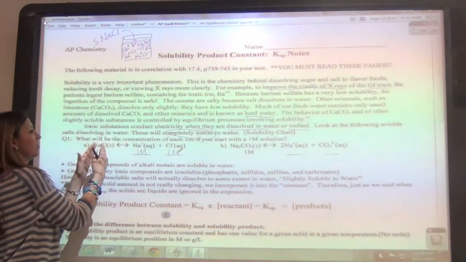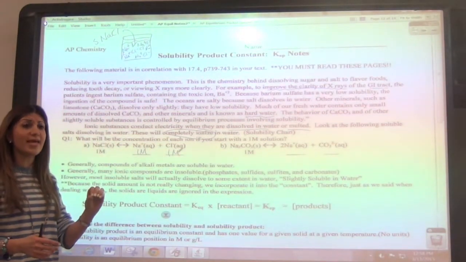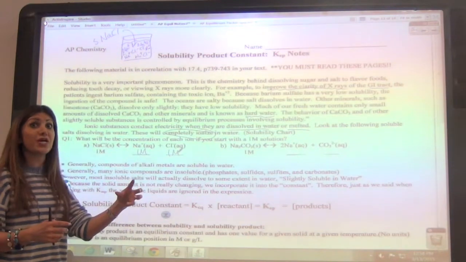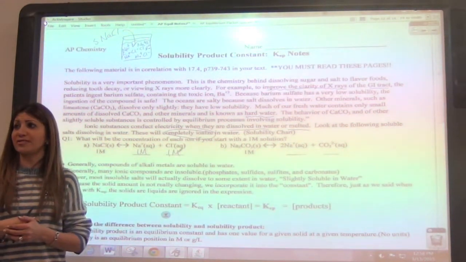Yeah, because they think that, well, half of it's Na+ and half of it's Cl-, but remember, that's not what we're saying. We're saying how much Na+ and how much Cl-. So they end up being equal to whatever your concentration is.